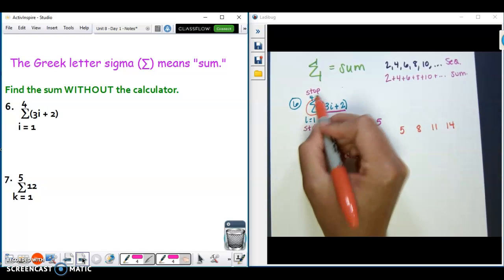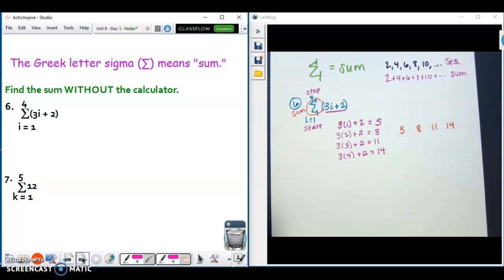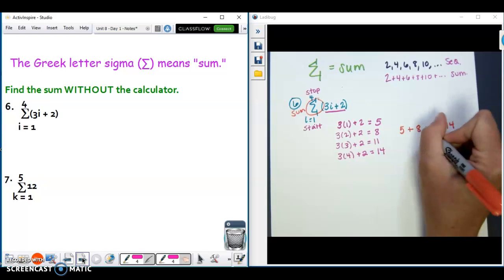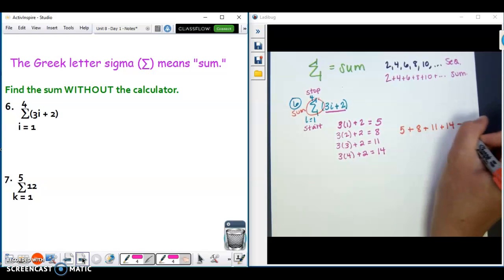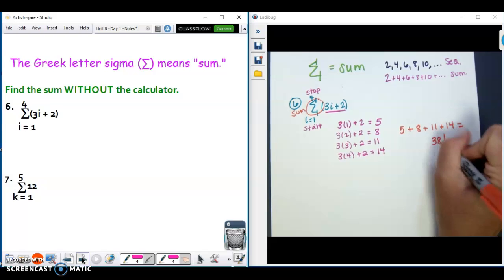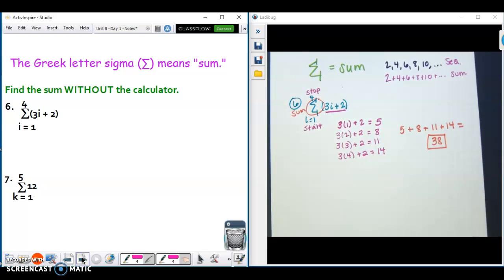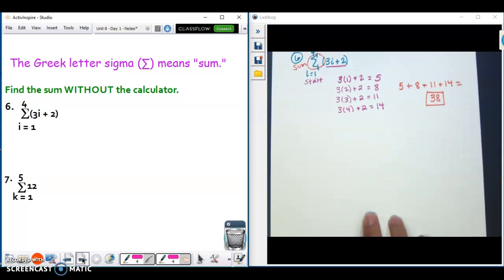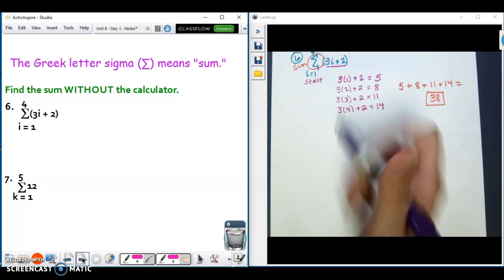Because we have this sigma here, this tells you we want to sum these numbers together. So we're going to add these numbers together, and it will give you a sum of 38. Okay? So then number 7.